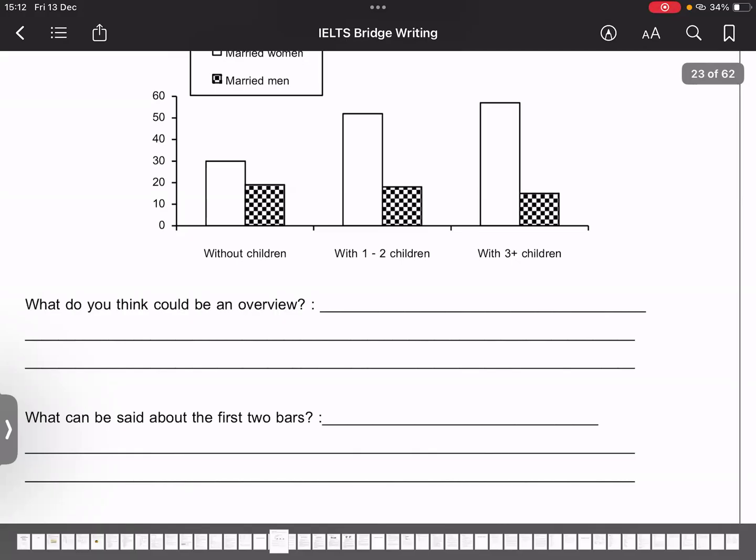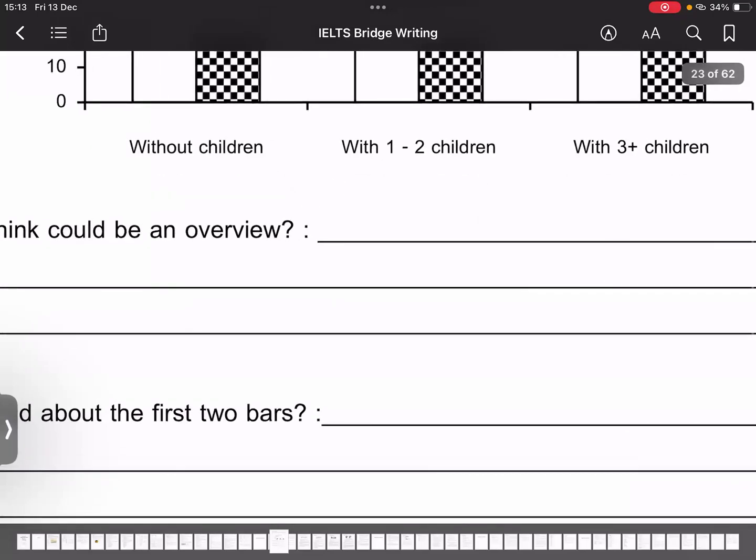So, what can I do to make the sentence more concise? Okay, I can use words like "as opposed to." I can say the number of children. Let me just write it down.